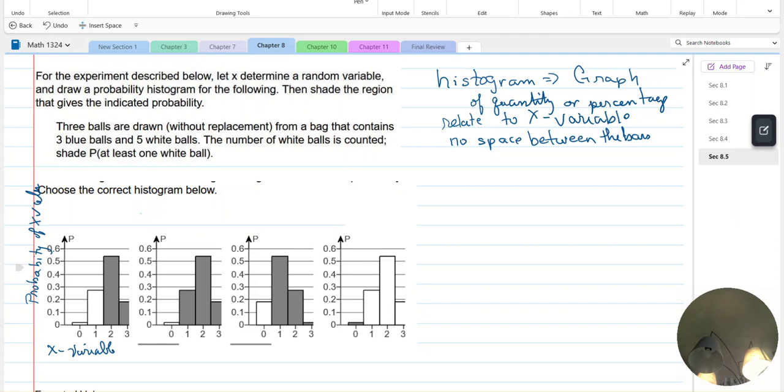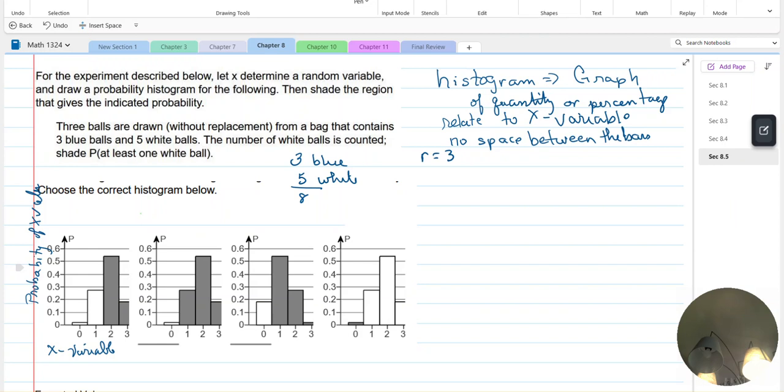For the experiment described below, let x determine a random variable and draw a probability histogram for the following. Then shade the region that gives the indicated probability. 3 balls are drawn without replacement from a bag that contains 3 blue balls and 5 white balls. The number of white balls is counted. Shade P of at least one white ball. All right, so let's do our probability distribution and figure out the probability of at least one white ball.